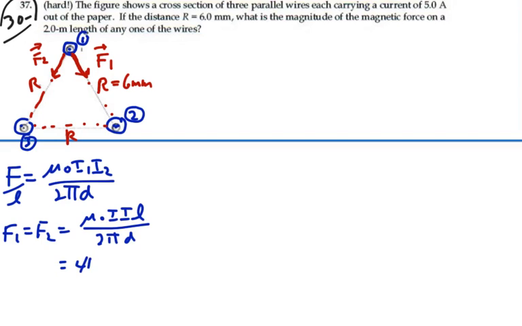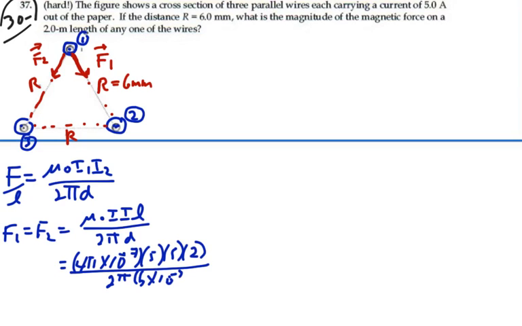So that's going to be 4 pi times 10 to the minus 7 times 5 amps times 5 amps times 2 meters over 2 pi times 6 millimeters, and what does that equal to? 1.67 times 10 to the minus 3 newtons. So the magnitude of each of those forces is 1.67 times 10 to the minus 3 newtons.